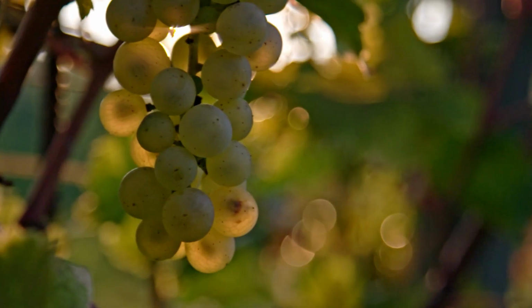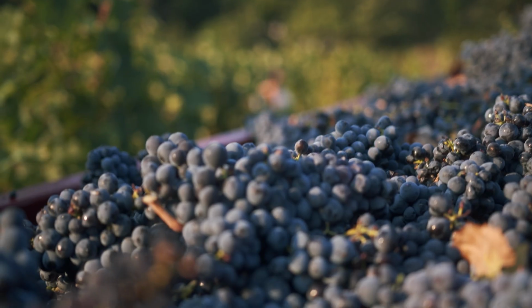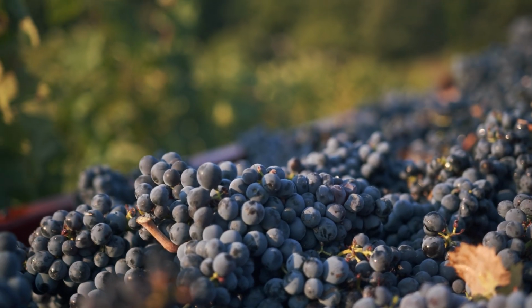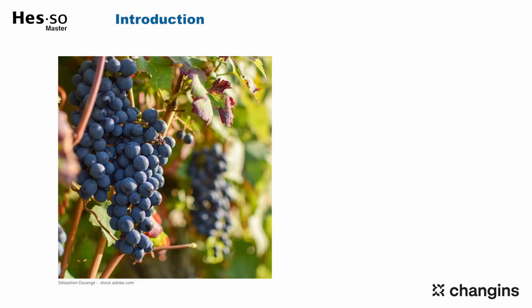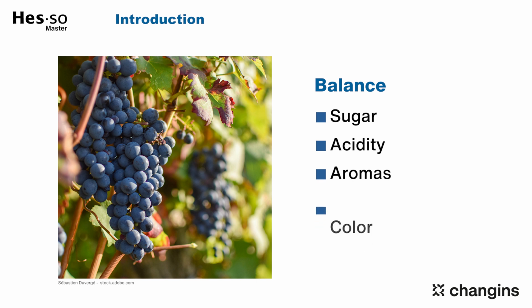Welcome to this introduction on grape maturity. Grape maturity is one of the most critical factors influencing wine quality. The moment we choose to harvest determines the balance between sugar, acidity, aromas, color, and tannin structure. In fact, each type of maturity contributes differently to the final wine style.